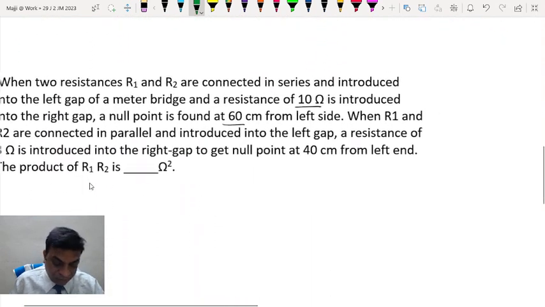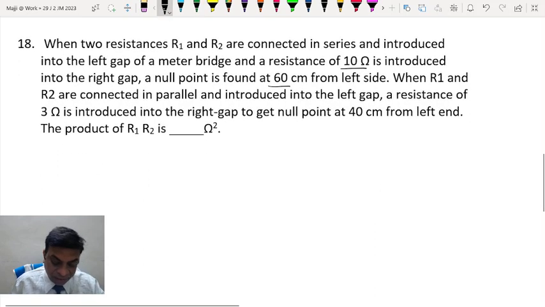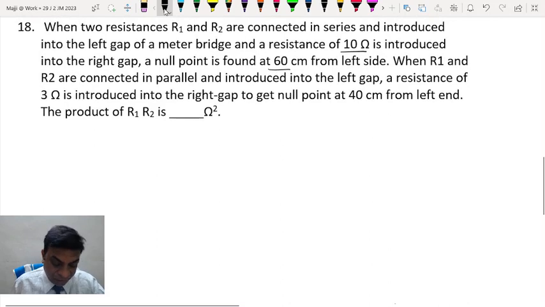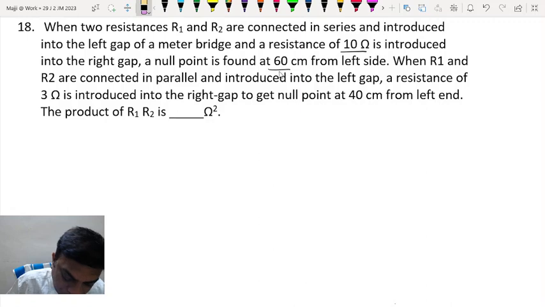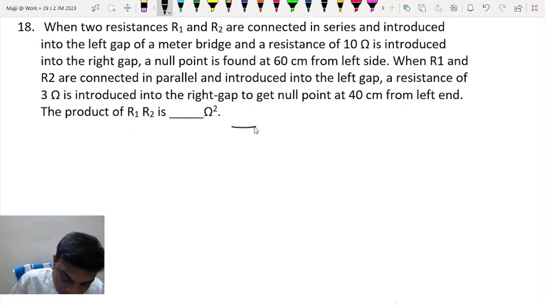Then moving to the next question. When two resistances R1 and R2 are connected in series and introduced into the left gap of a meter bridge, and a resistance of 10 ohm is introduced into the right gap, a null point is found at 60 cm from the left side. Then when R1 and R2 are connected in parallel and introduced into the left gap, a resistance of 3 ohm is introduced into the right gap to get a null point at 40 cm from the left end. The product of R1 and R2 is not very difficult.